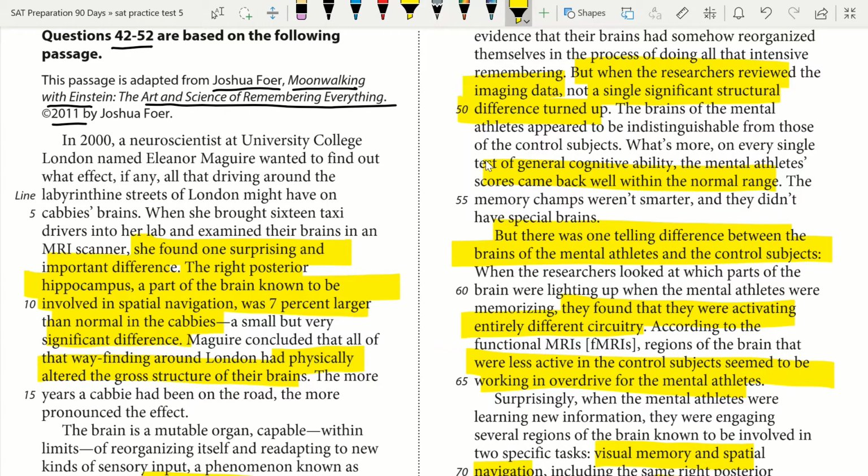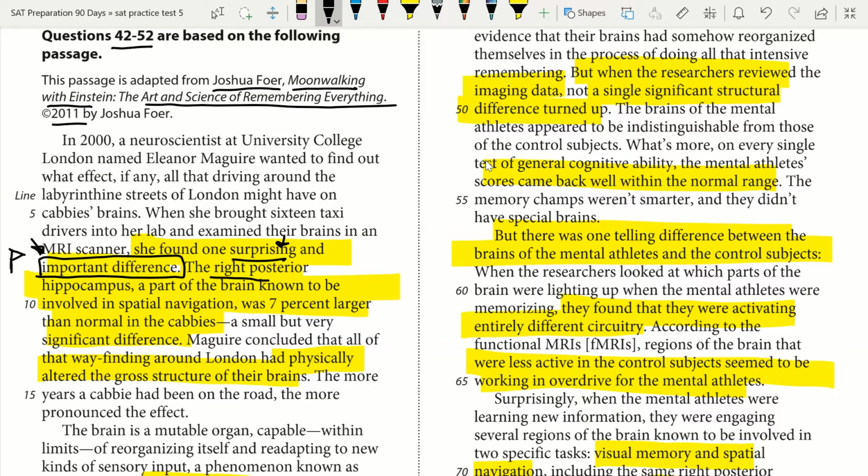All right, so first thing that I highlighted, we have she found one surprising difference. Anytime that I see something that says something is surprising or something is an important difference, that's going to pretty much put off a flag right in my mind. It's saying something's important, it's an important change or difference, something is surprising. That's telling me this is probably going to be important. So that's why I highlighted that there.